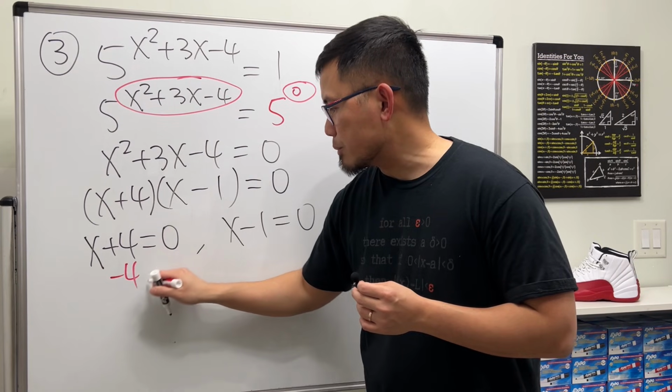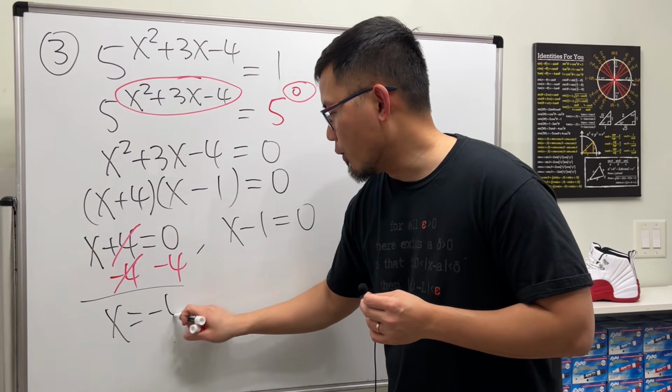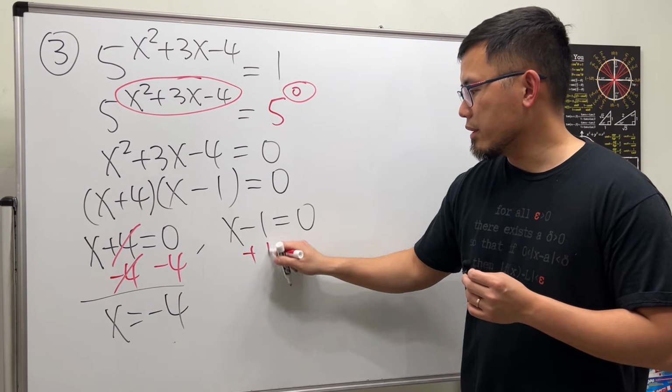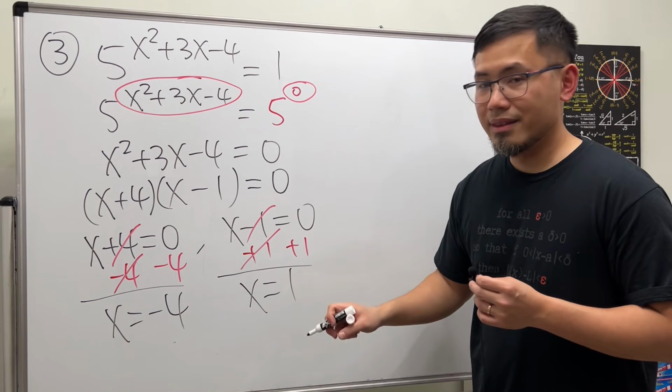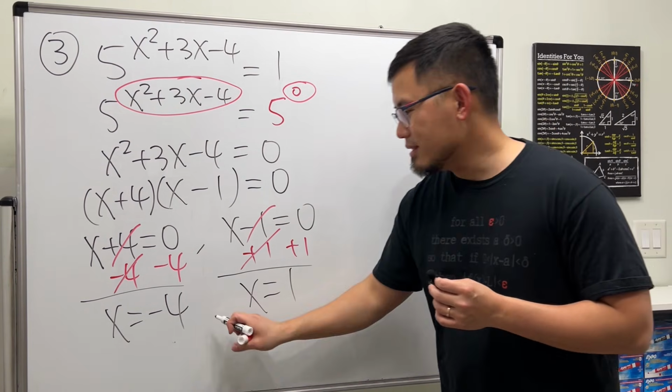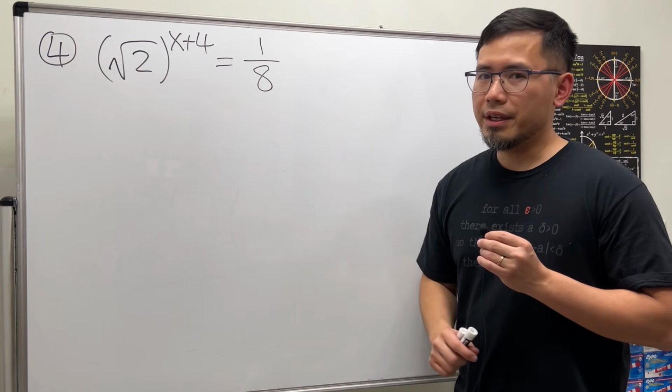From here, subtract 4 on both sides, and then we get x is equal to -4. And from here, just add 1 on both sides. So we get x equals 1. In this case, we do have two answers. Just like that.